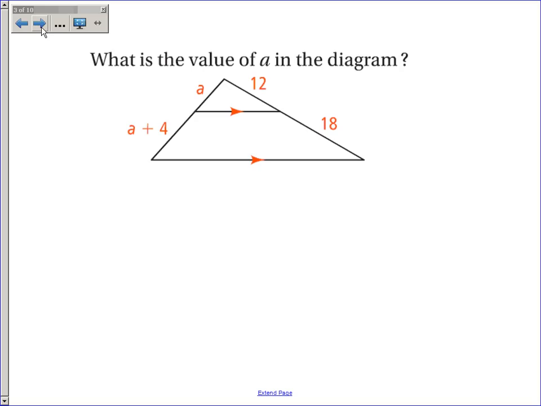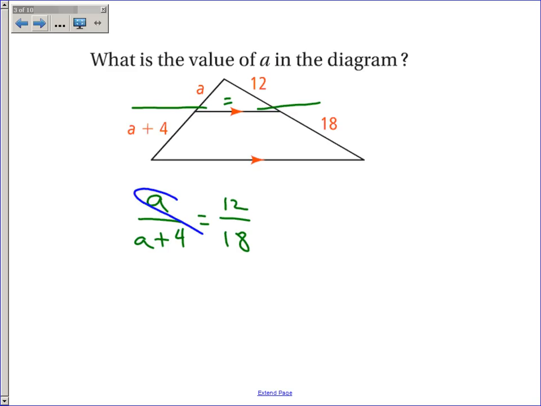Another problem: what is the value of a in this diagram? Again, it's sitting in a format that looks very much like our proportion. I draw a line here, equals this line: a over a plus 4 is equal to 12 over 18. Again, because I have two terms here, it's more of an extension level question, but we'll go ahead and solve it.